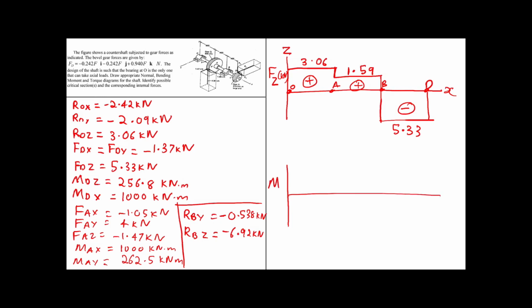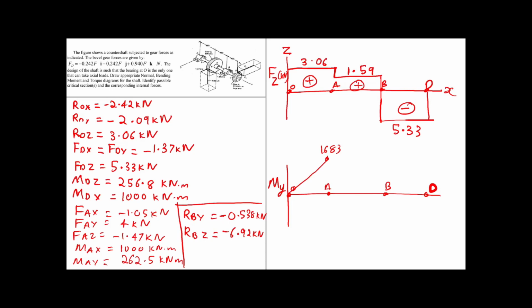And this time the moment would be about which axis is missing here? Y. So My, again the same way, 3.06 times 550 in the positive axis. So let's mark the points again. O, A, B, and D. So at A it is at around 1683 is the value. So we join this.